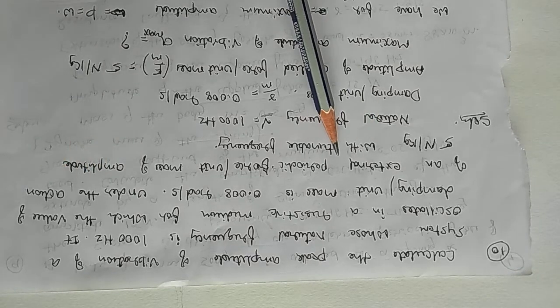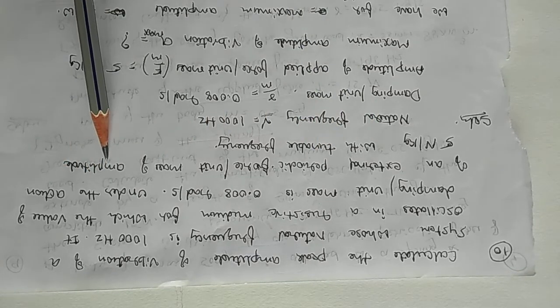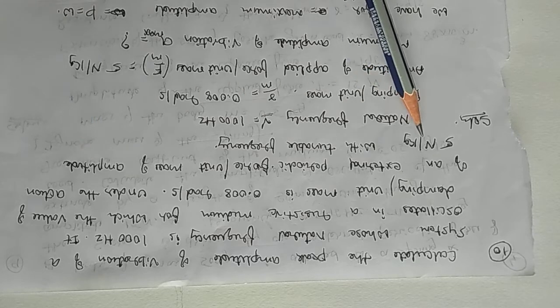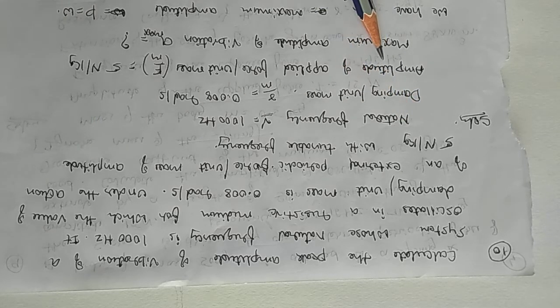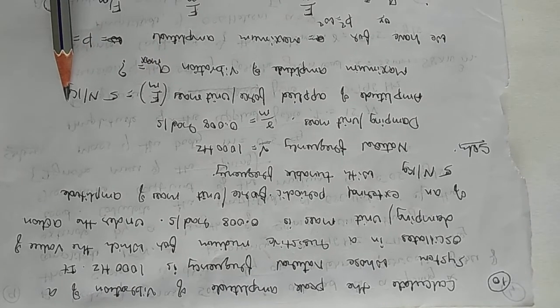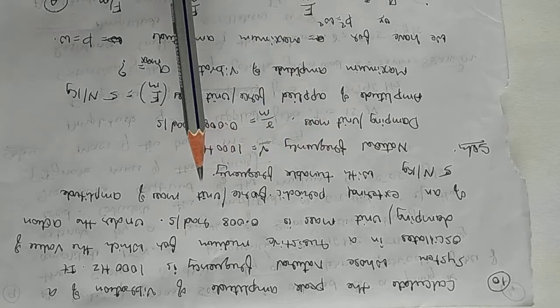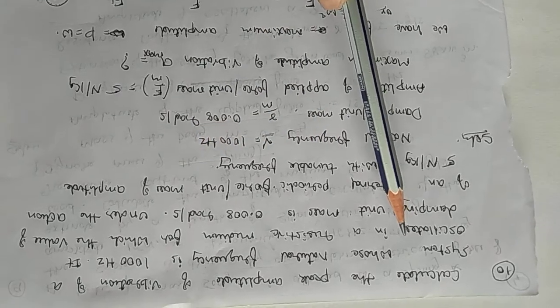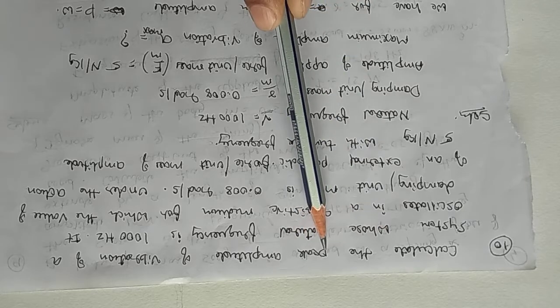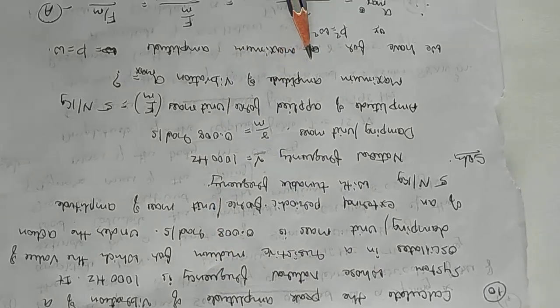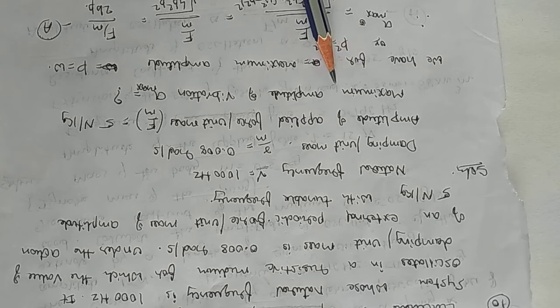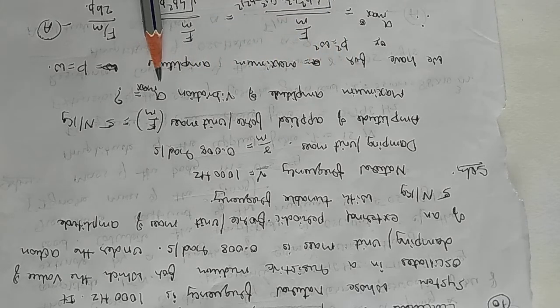Under the action of an external periodic force per unit mass of amplitude 5 Newton per kg. That is the external force, the amplitude of force per unit mass, F by M, is given as 5 Newton per kg, with a tunable frequency. So we have to calculate the peak amplitude. Therefore the maximum amplitude of the vibration, A maximum, we have to calculate.